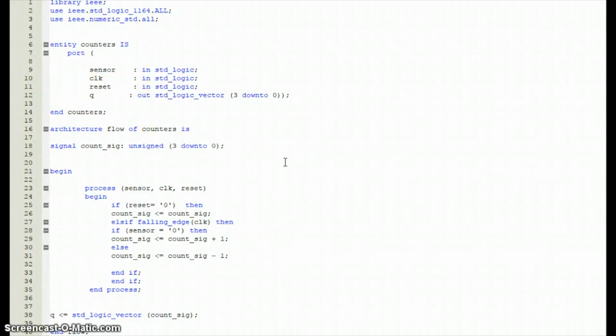Now I will be explaining the main program. If reset is set to 0, then the count signal will show the latest slot available. And as for the falling edge, when sensor is at logic 0, the count signal will +1, indicating that the car is leaving the car park. But when it is at logic 1, the count signal will -1, indicating that the car is entering the car park.